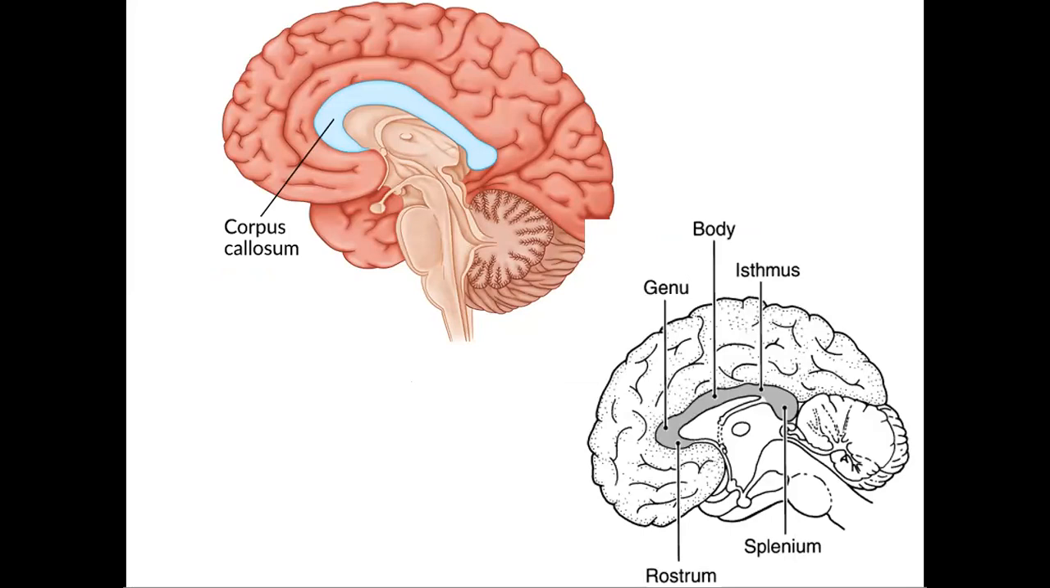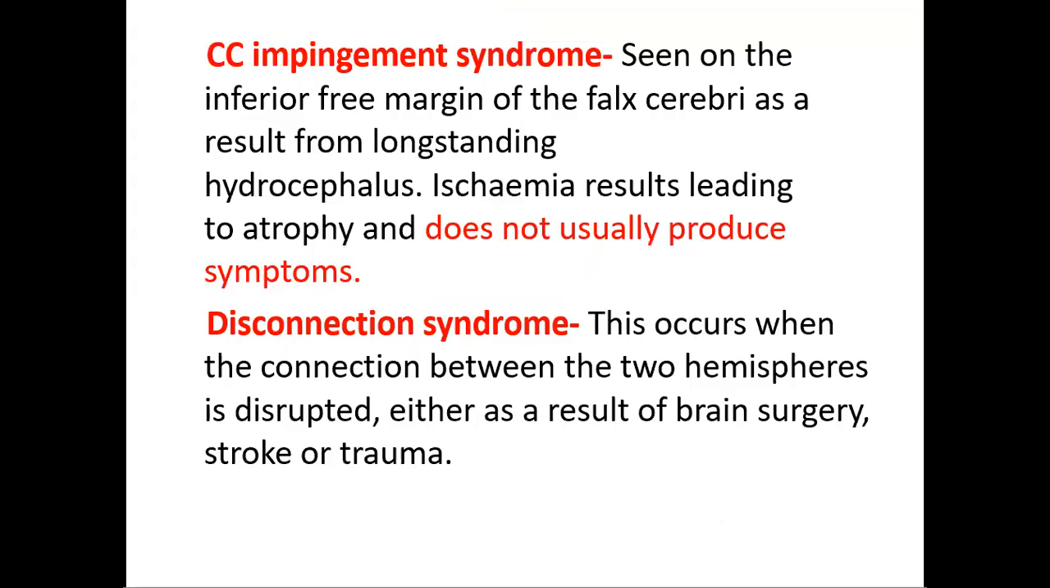So because of this, there is atrophy to the corpus callosum, and there is ischemia in this region. We call that condition impingement syndrome, corpus callosum impingement syndrome. Usually it will be seen as an incidental finding because there are no symptoms in this case as such.